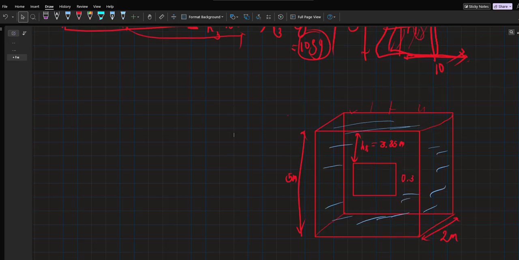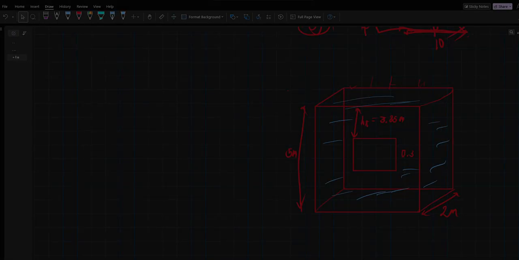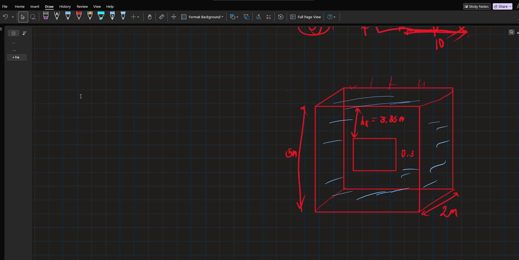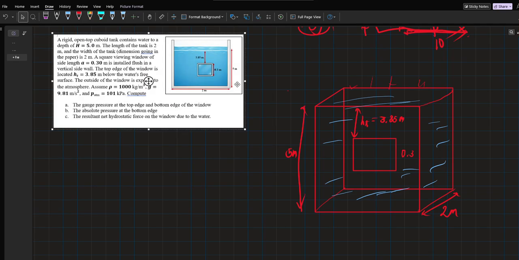So the question asked, let me get the question again. The question says: gauge pressure at the top edge and the bottom edge. For the top edge, we know the height from the top edge is already given, 3.85. So the gauge pressure will be Pg. We know the formula of hydrostatic pressure is rho g h, right? And we know the height, right?